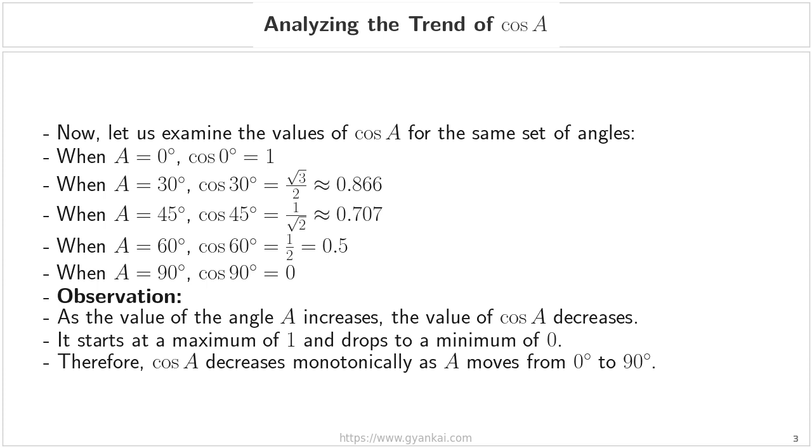Unlike the sine function we just studied, which was increasing, here, as the value of the angle increases, the value of cos A actually decreases. It starts at its maximum value of 1 and steadily drops to a minimum of 0. In mathematical terms, we say that cosine decreases monotonically as the angle moves from 0 to 90 degrees. This inverse relationship is something we will see reflected clearly in our upcoming example involving a leaning ladder.